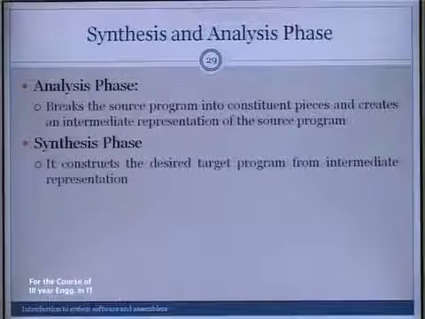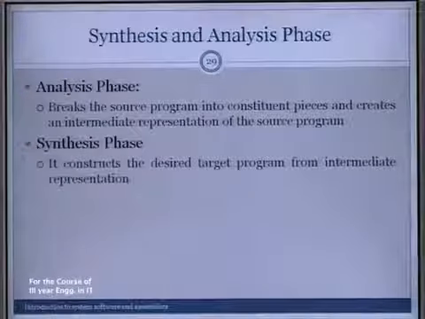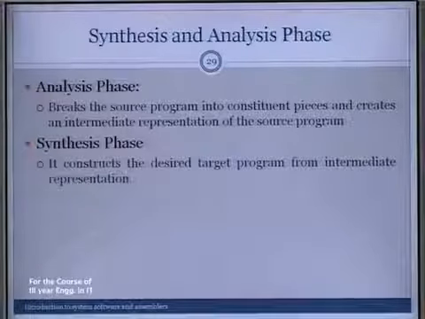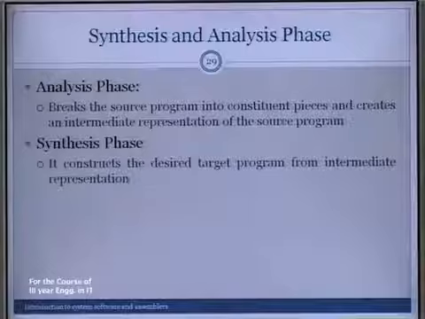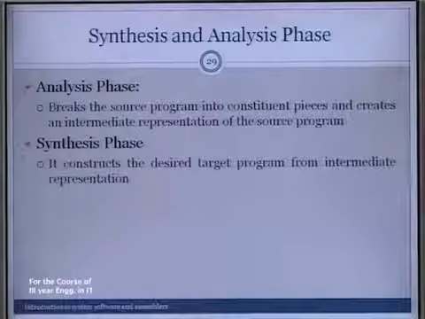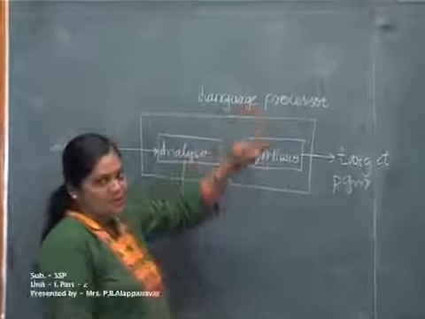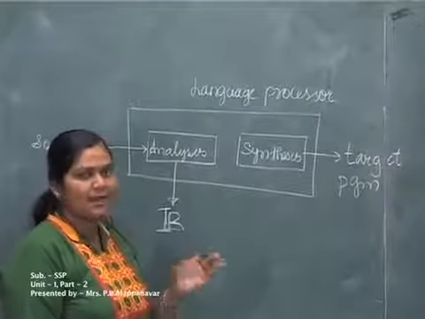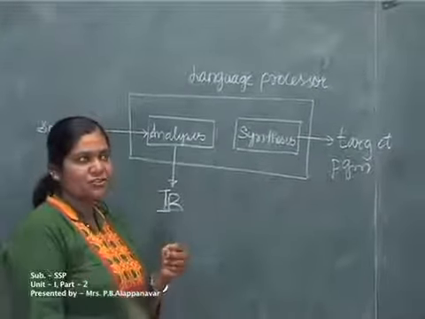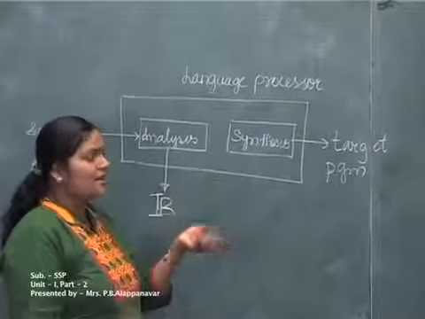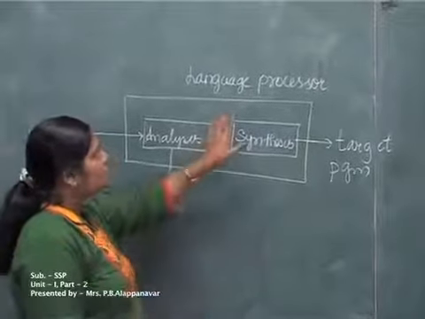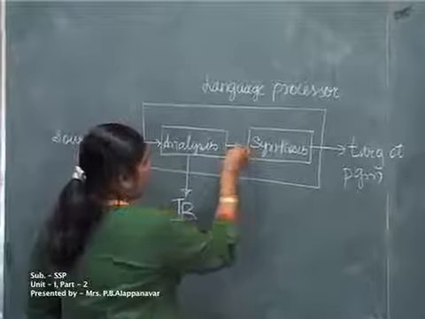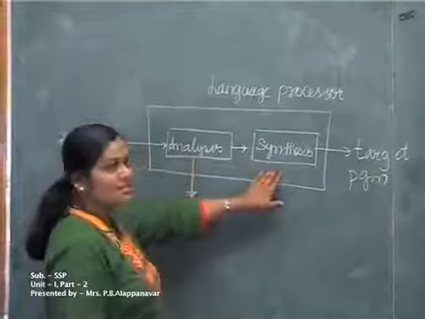This is the synthesis and analysis phase. If you look at any language processor, it basically consists of an analysis phase and a synthesis phase. A language processor is something like a compiler that performs translation of a source language to an equivalent target program. So any language processor basically consists of two phases, the analysis phase and the synthesis phase.